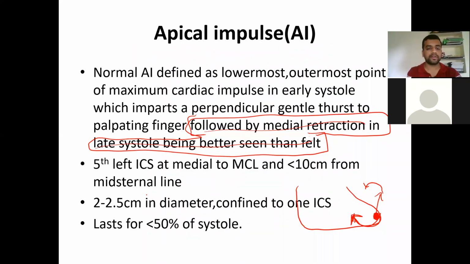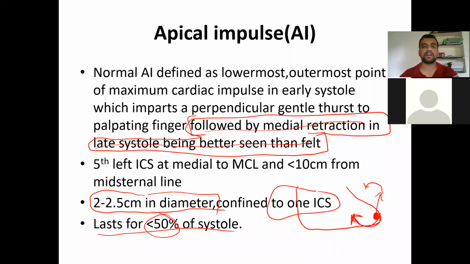It is only 2 to 2.5 centimeters in diameter, confined to one intercostal space. We will discuss the duration later: there are hyperdynamic and heaving types of apical impulse, where it can change, but normally it should last less than 50% of systole only.